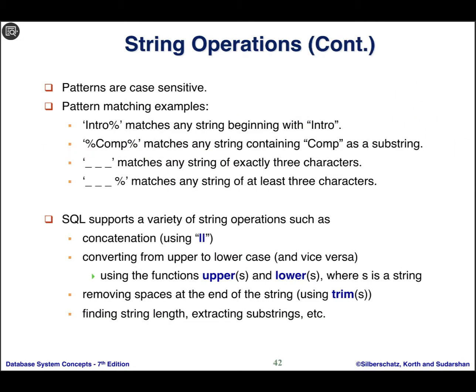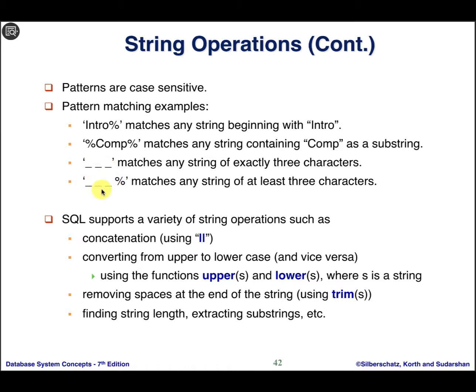So these are just examples to show you how you can use that. For example, intro percent: in this case we have strings that start with the 4 letters INTRO. Here, a string that contains COMB somewhere as a substring, either at the beginning, middle, or end. Here, an exact match that contains 3 characters. Here, it matches any string that contains at least how many characters?